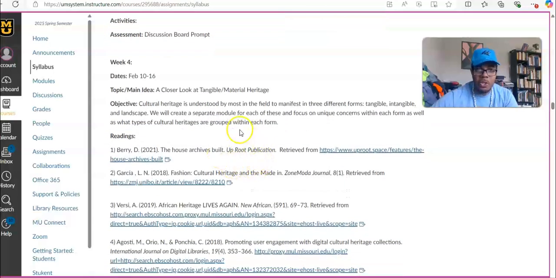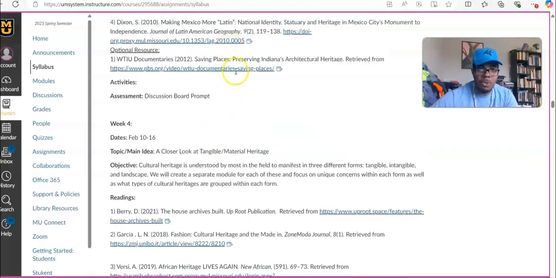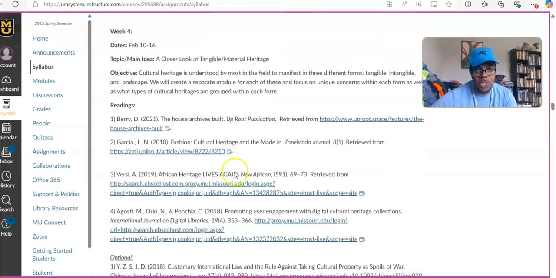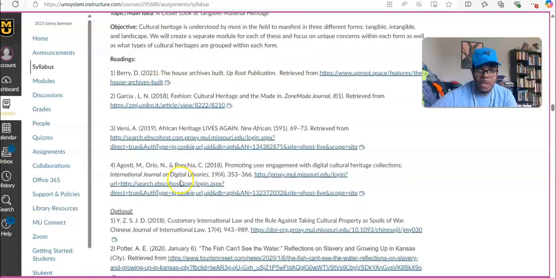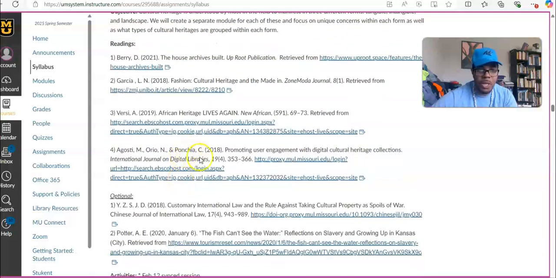So I know I just talked about architecture being included within landscape, but the house archives built, this one becomes more of a tangible, material thing because it's a specific house that's being spoken about here. Fashion is a form of tangible heritage. Also, other things like artifacts and that sort of thing. So you'll get some information on those sorts of things.